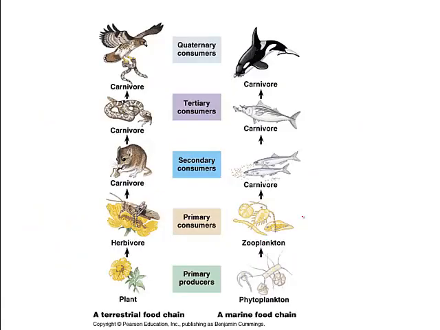Here's just another one showing you the trophic levels listed. Here are your producers down at the bottom. They're getting their energy directly from the sun. If it's on land, we're talking about a plant. It could be something like phytoplankton, which are different kinds of protists and stuff that are in the ocean.